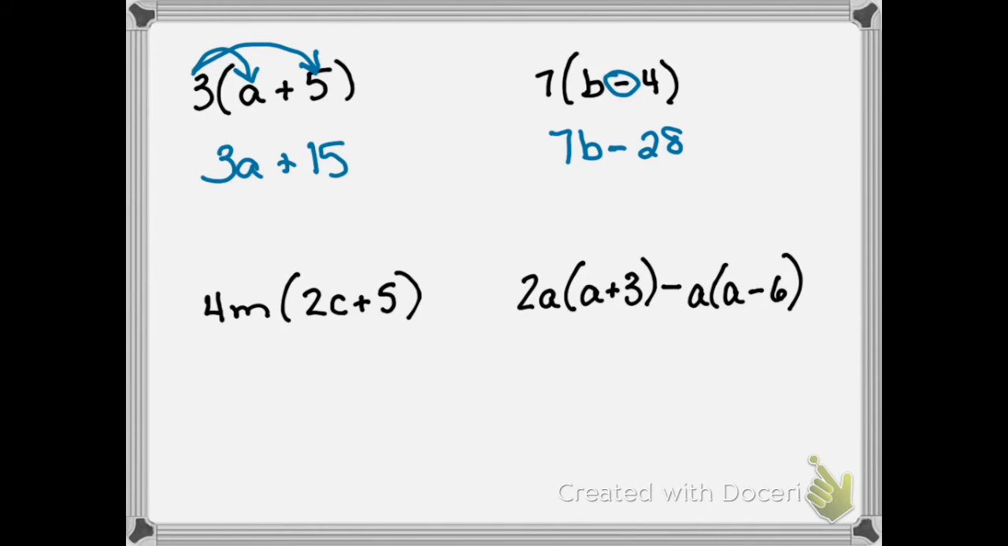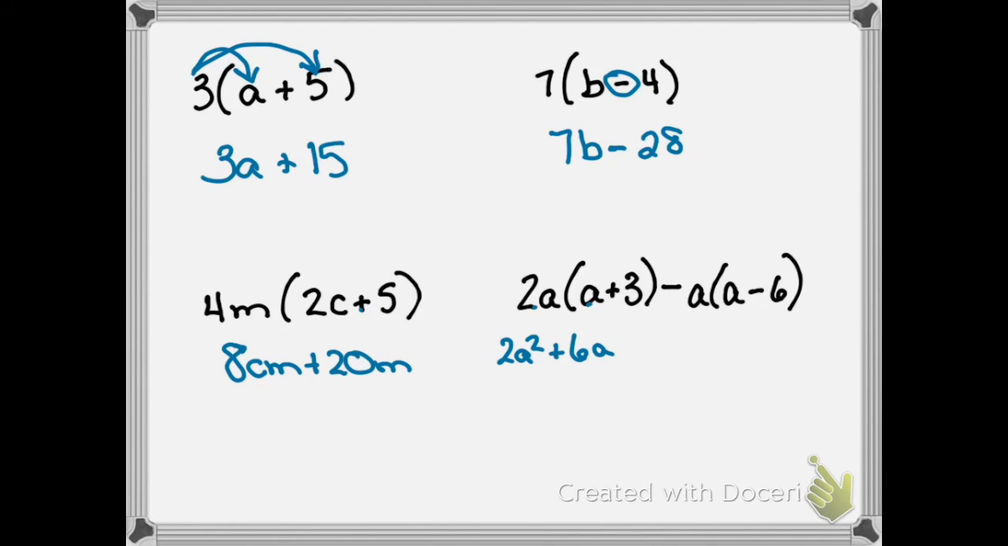Here if I have 4m times 2c, well then I've got 8cm or mc, either way. Plus, because I've got a plus here, 20m. 2 times a would be 2a squared plus 6a.